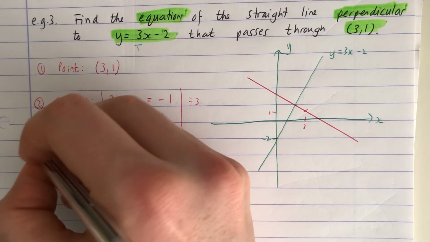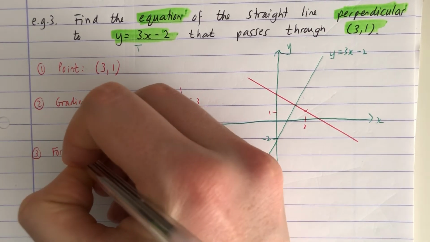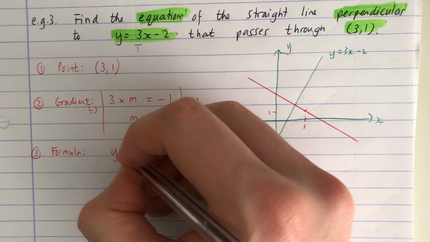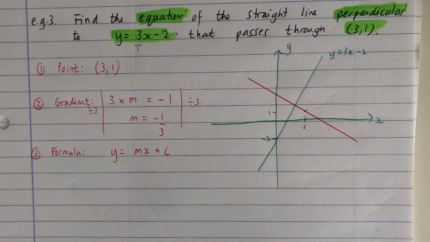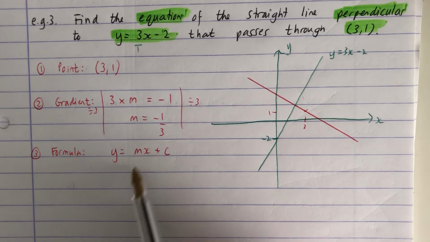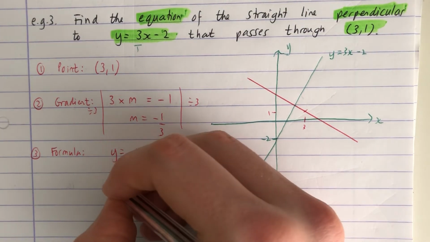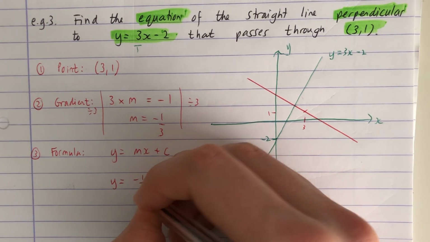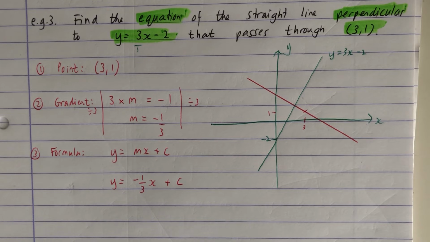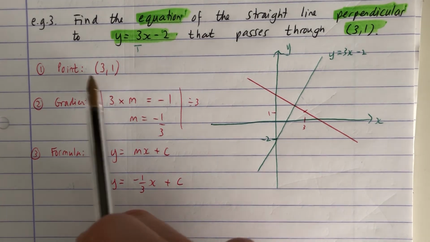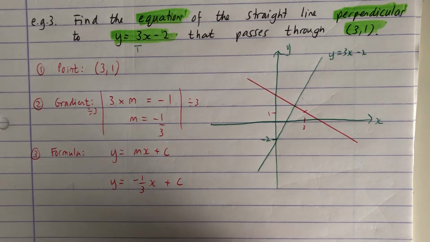So the last thing then is to do the formula. And the formula is y is equal to mx plus c. Normally I just replace the letter m and I replace the letter c, but I don't know plus c. I only know m. So how can you work out what the plus c is without using a sketch? And the answer is you use this point. You substitute 3, 1 in.